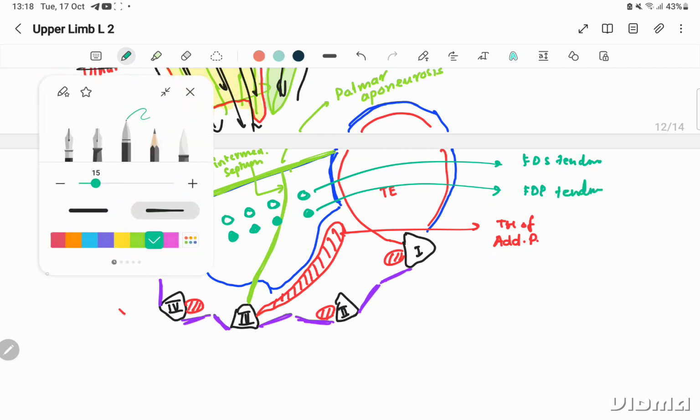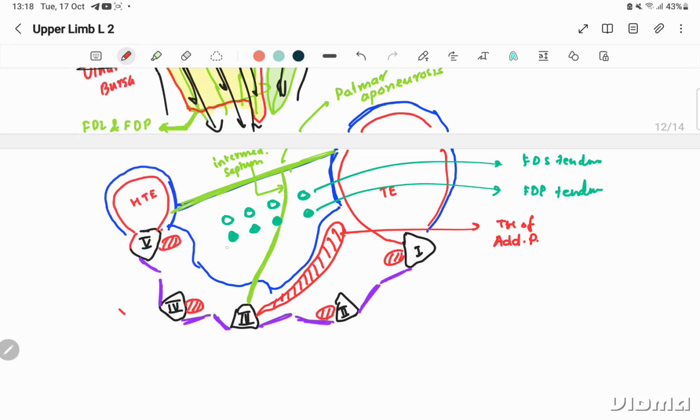Okay, to FDS and FDP tendons, what muscles are attached? The lumbricals. Okay, so we'll draw the lumbricals here. Here is the lumbrical 4. So I will just write the number here, 4. Here is the lumbrical 3 attached. Lumbrical 2 is unipinnate. So 2, and lumbrical 1 is also unipinnate. So 1. And here we have the tendon of FPL. Okay, here we have the tendon of FPL.